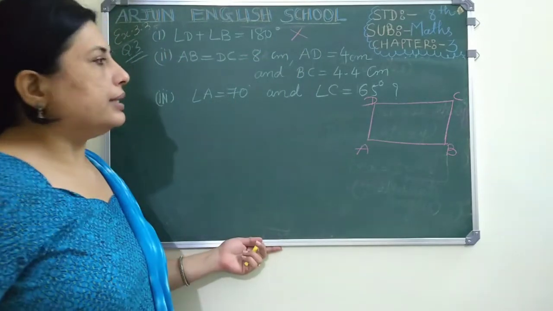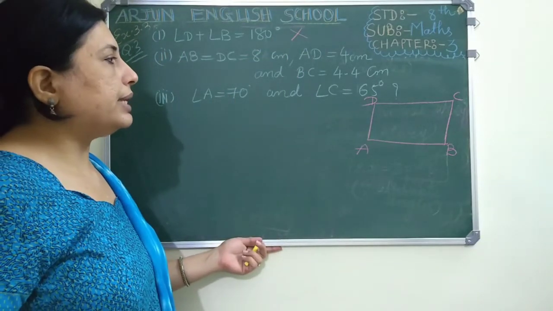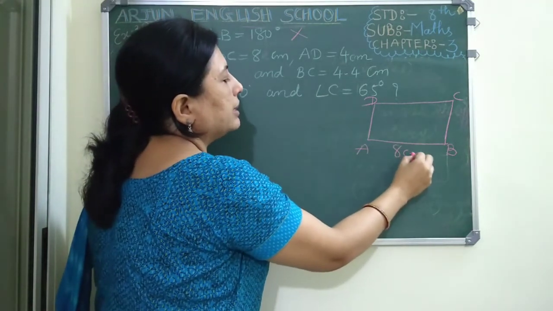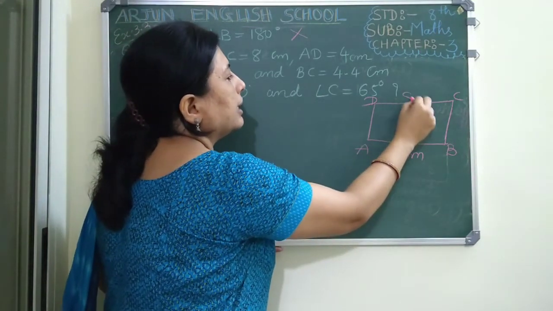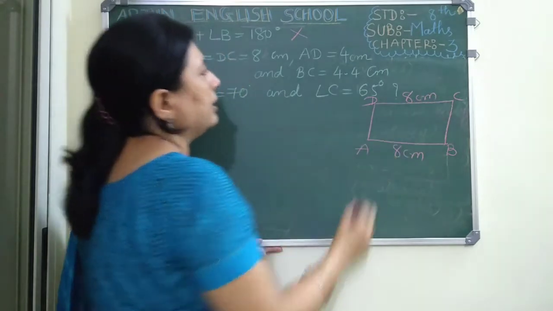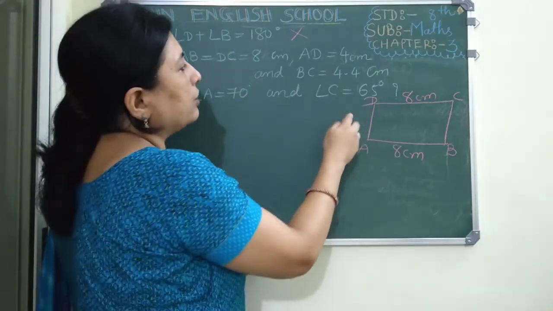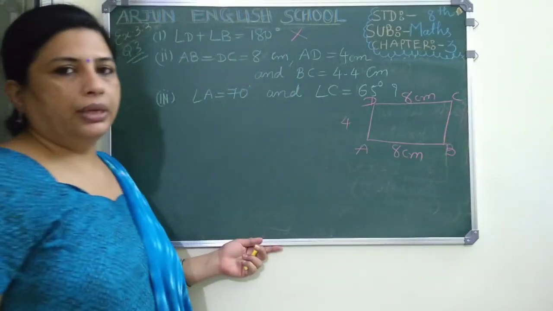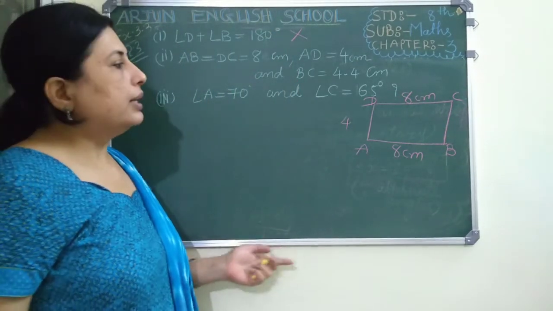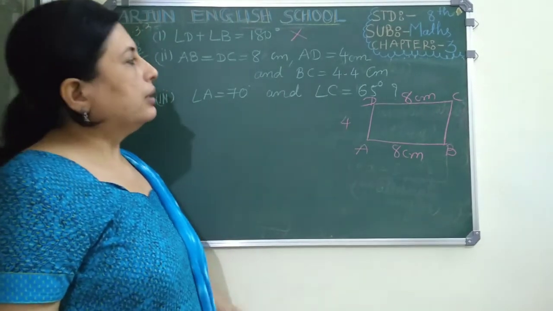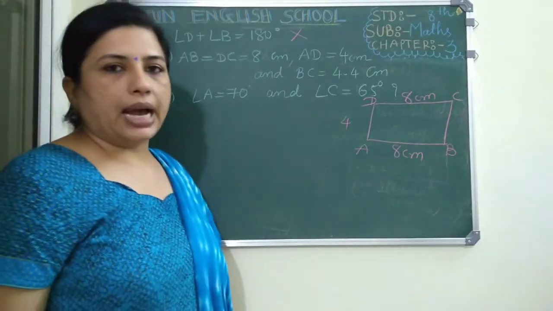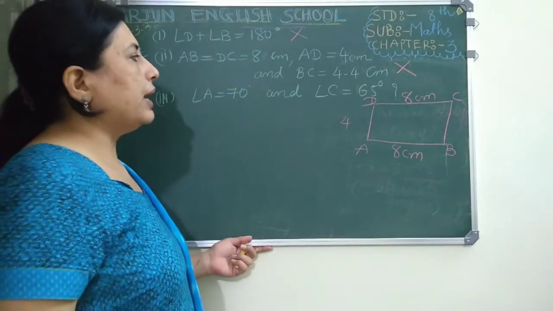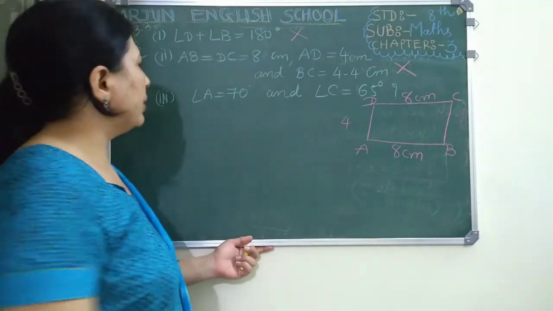Now the second condition, AB is equal to DC. AB is equal to DC is equal to 8 centimeters. Means this measures 8 centimeters, this measures 8 centimeters. But AD is equal to 4 centimeters and BC is equal to 4.4. That is also not possible. It is not a parallelogram because opposite sides are not equal. So with this condition, again we are not able to draw a parallelogram.